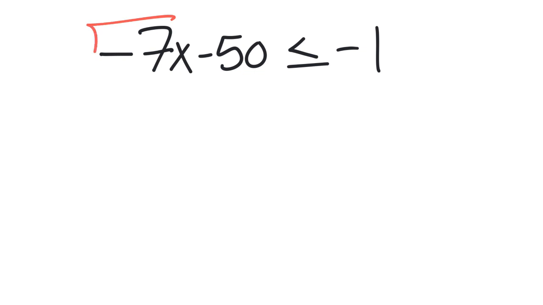Okay, so another little trick that I like is to make sure you know which one's a variable. So I like to box it. I like to think about it. I like to say it. I like to say, hey, that is a negative 7x minus 50 is less than or equal to negative 1. And our goal is to isolate that variable. I always put it on the left-hand side.